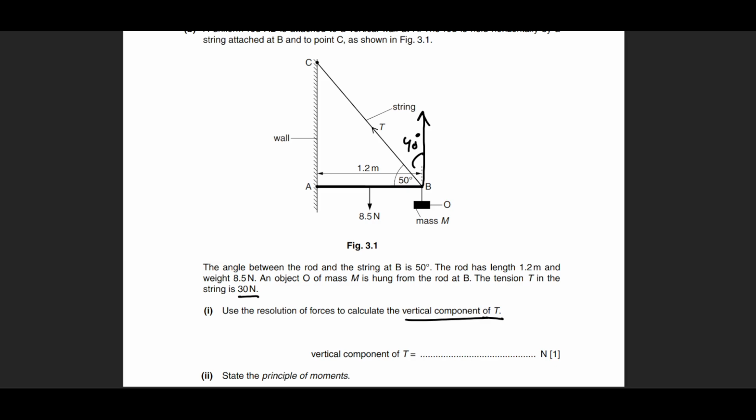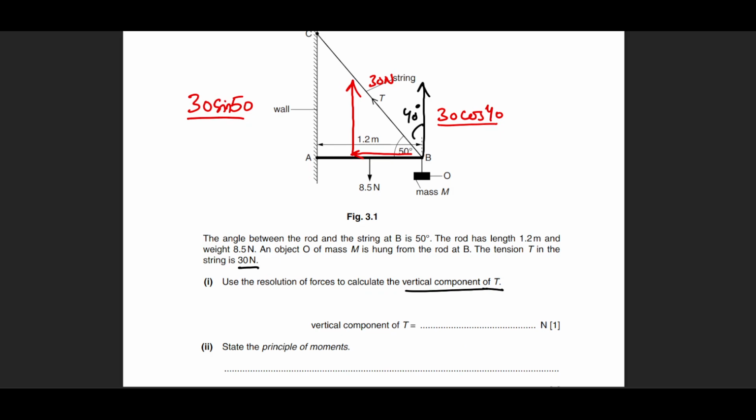So let's make this component. T is given to us as 30 newtons. So this becomes 30 cos of 40. If you were making this triangle for the tension component, like this one, this one will become 30 sine of 50. They will give you the same answers. It wouldn't matter. So you can simply write down 30 cos of 40 and solve this, and you will get 22.9. The answer is 22.9, but for the sake of simplicity, I'm writing down 23 newtons.